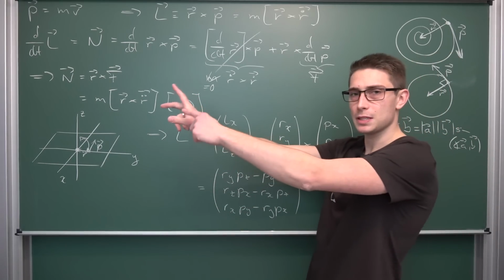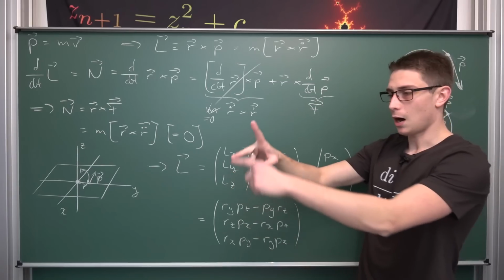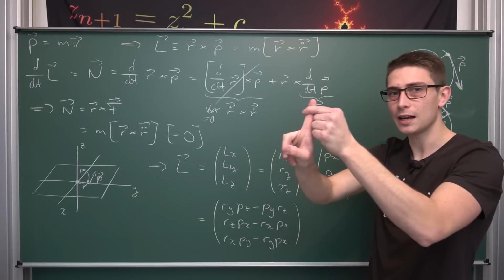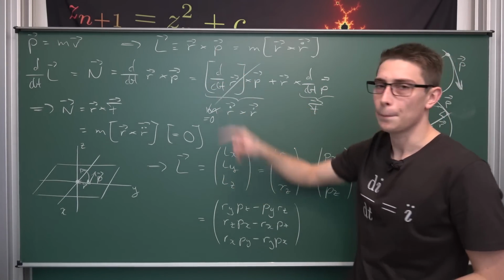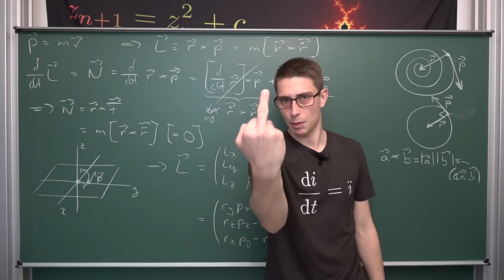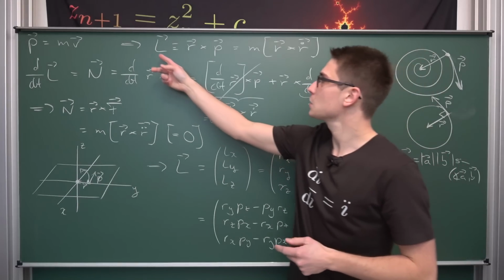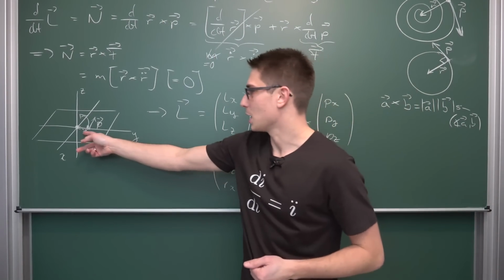Namely, our thumb is going to be represented by the first thing in the cross product, namely the r vector. Our other finger is going to point into the direction of the second thing in the cross product, namely p. And this thing right here, taking Papa Flammy out of context yet again, the middle finger is going to represent the outcoming vector, namely our angular momentum. Now in this situation, how is it going to look?